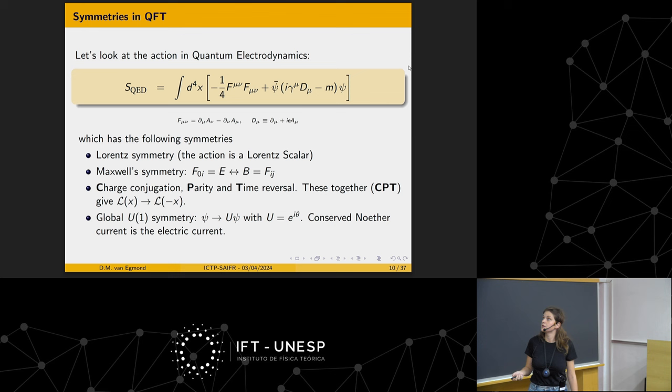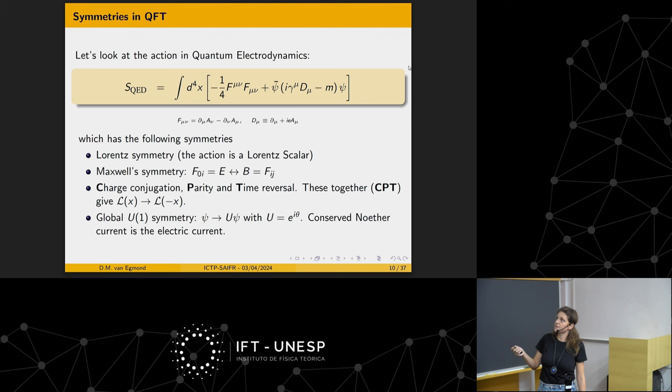Maxwell symmetry is also present. So the E and the B field are here represented by the temporal part of the field strength and the spatial part of the field strength. And we can interchange them and still get the same action. So the action is invariant under this Maxwell symmetry.